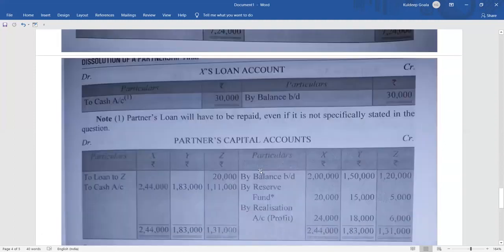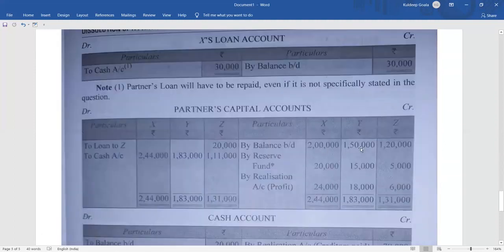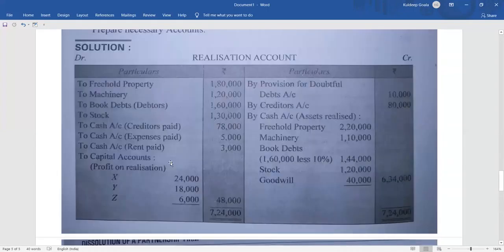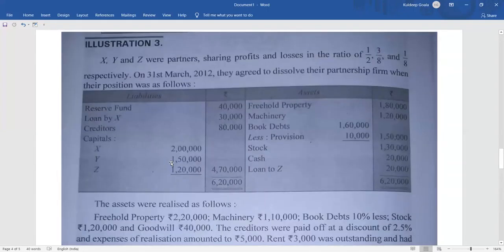By balance brought down 2 lakh in case of X, 1,50,000 in case of Y, and 1,20,000 in case of Z. Now let's see what is there in the balance sheet that will come in the partners' capital. Only one thing is there in the liability side, that is reserve fund of 40,000. This reserve fund of 40,000 will go in the partners' accounts in which ratio? 4:3:1 ratio. The journal entry is like this: reserve fund account debit to X's capital account, to Y's capital account, to Z's capital account.